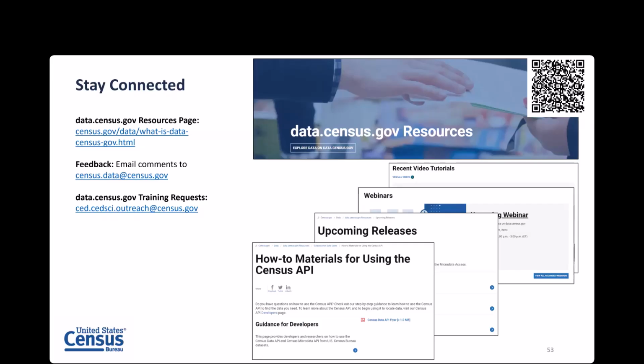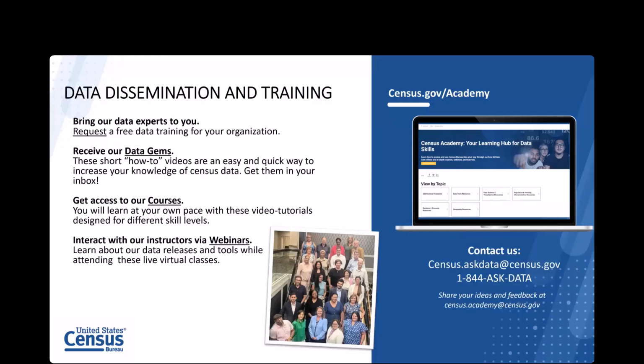And then the last thing is that we hope this is the beginning. So we have training opportunities. If you're part of a national organization and would like to request a training on data.census.gov, the application programming interface or API, or our microdata access tool, you can request a training by emailing us at said.cedsci.outreach@census.gov. And beyond that, we also have data dissemination specialists available to provide training as well. So our team that I just shared, that email box, we specialize in those three tools.